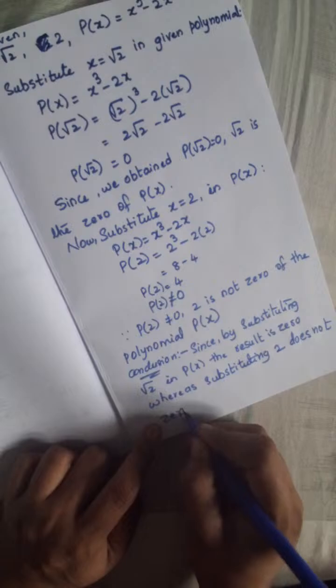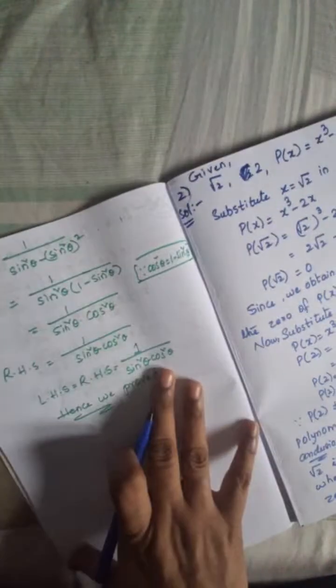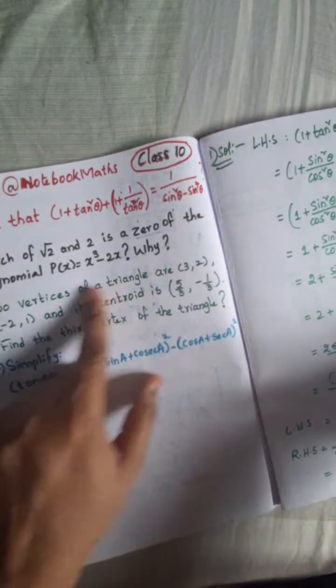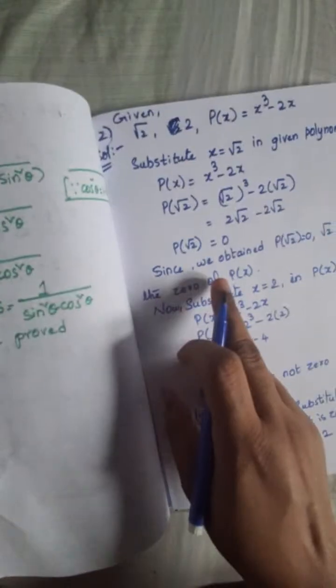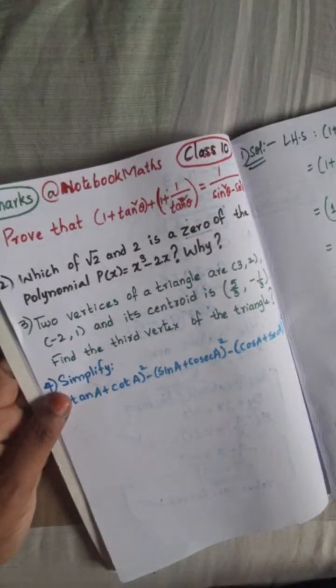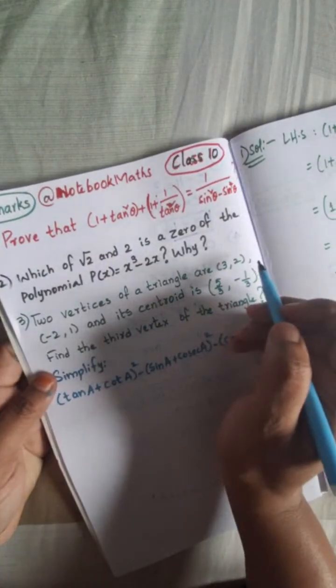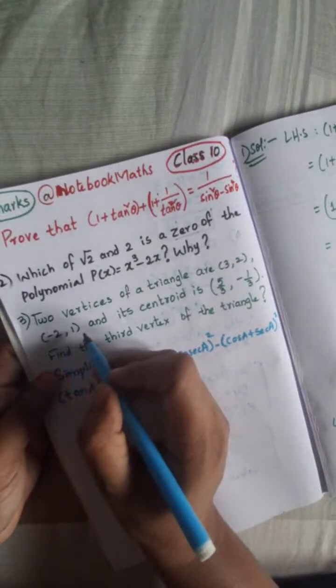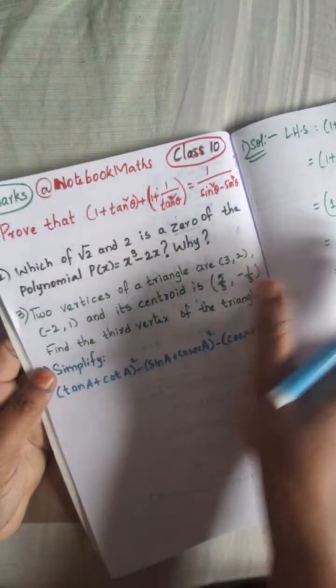We have to write the conclusion at the end of the solution if asked why in the question. Since it asked why, we have to write the reason also at the end of the solution. Like this we have to show that the root is a zero of the polynomial. Next question. Third question: two vertices of a triangle are 3 comma 2 and minus 2 comma 1, and its centroid is given. Find the third vertex of the triangle.